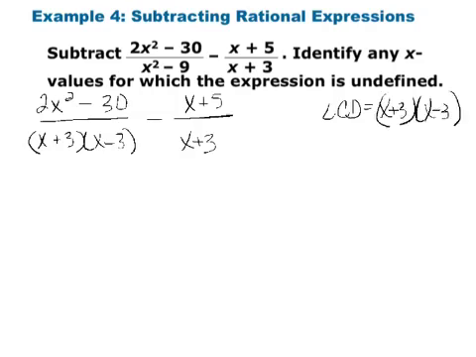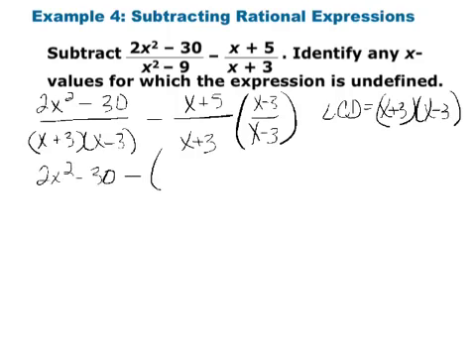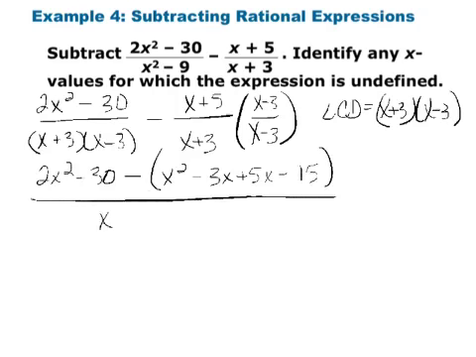And here we have an LCD of x plus 3, x minus 3. The second expression doesn't have an x minus 3, so I'm going to multiply by x minus 3 over x minus 3. 2x squared minus 30, minus, I have to FOIL those two, the x plus 5 and the x minus 3: x squared minus 3x plus 5x minus 15, all over x plus 3, x minus 3.